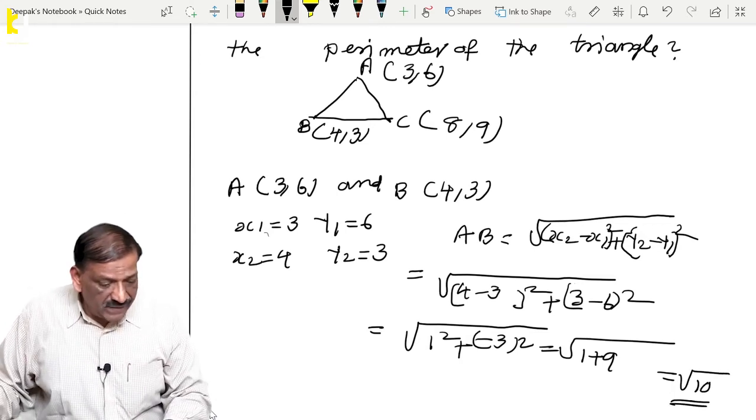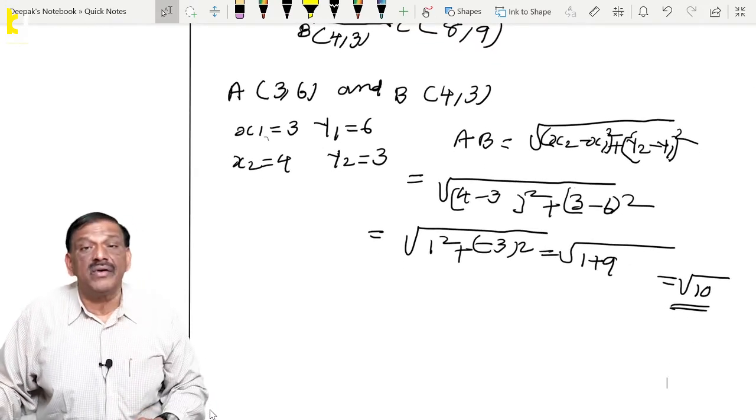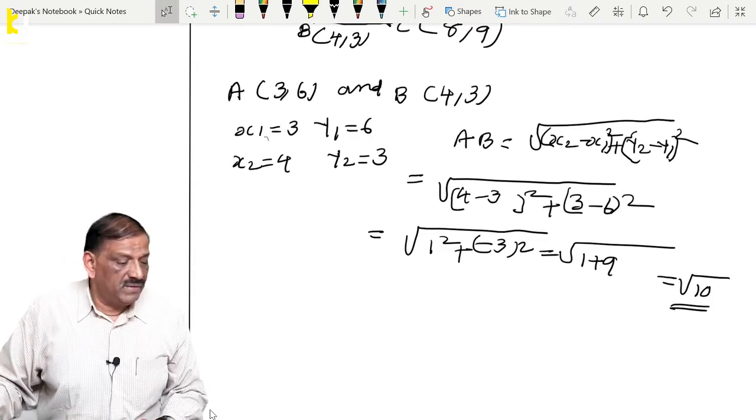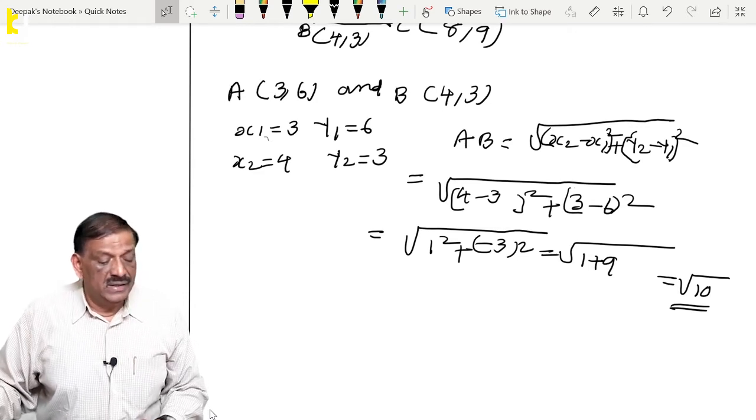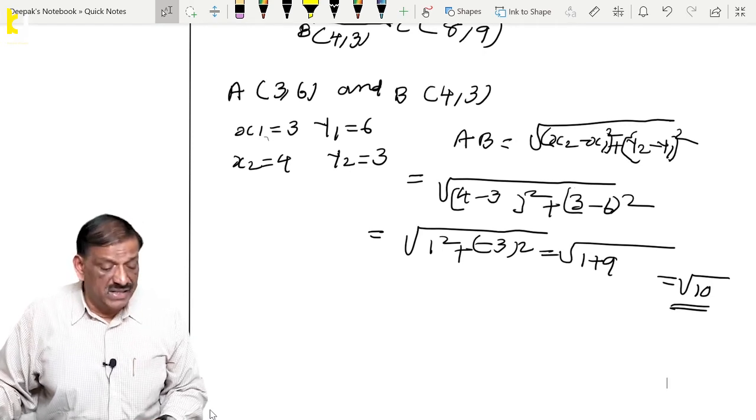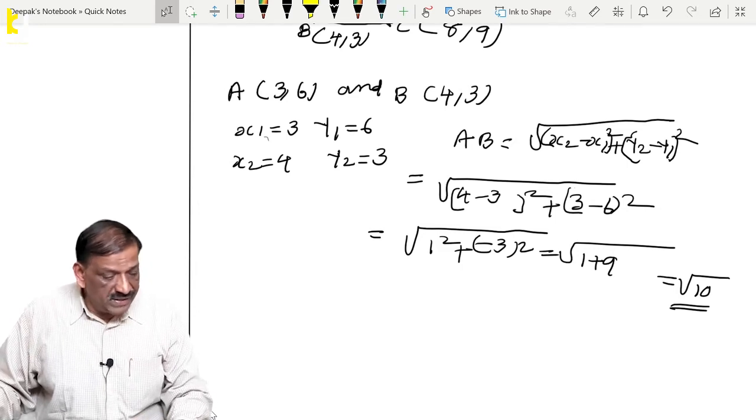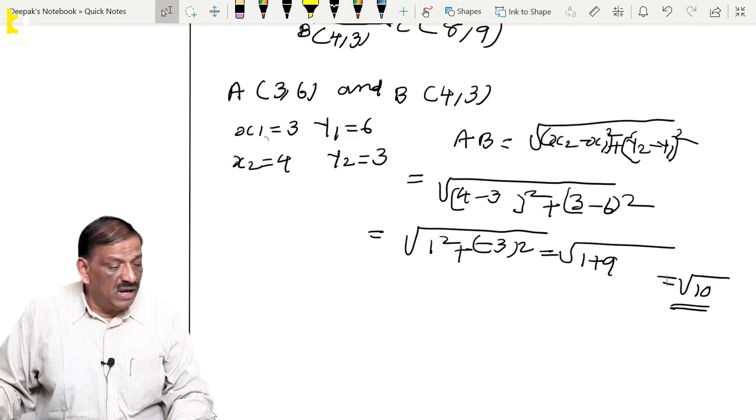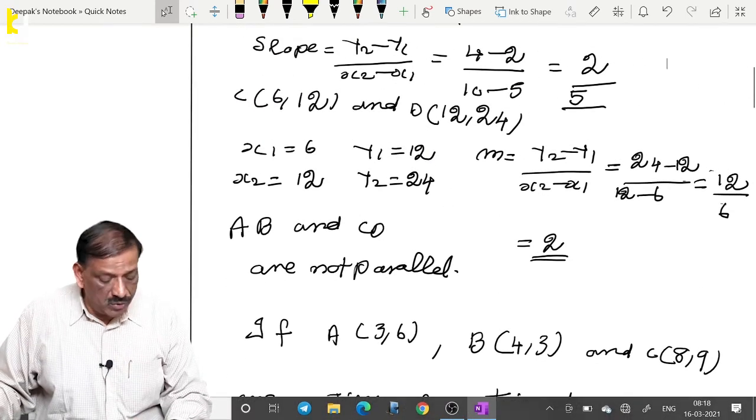Clear? That is the length of AB, equal to root 10. Root of (x2 minus x1) whole square plus (y2 minus y1) whole square, that is (4 minus 3) whole square plus (3 minus 6) whole square, that is 1 square plus (minus 3) whole square, that is root of 1 plus 9, that is root of 10. So, we get root of 10, that is the value of AB.